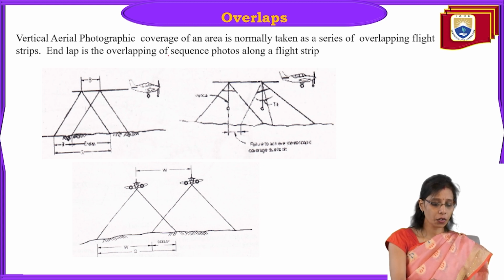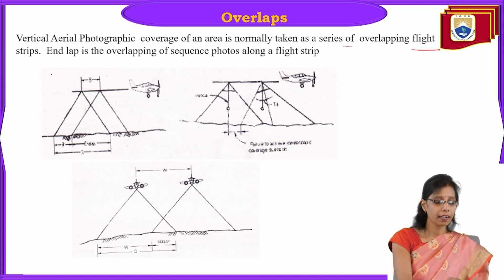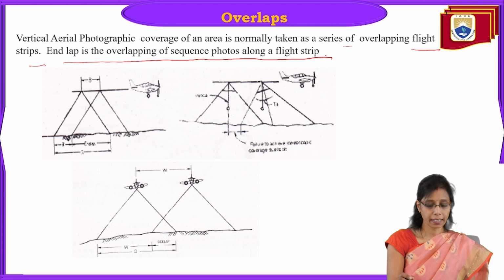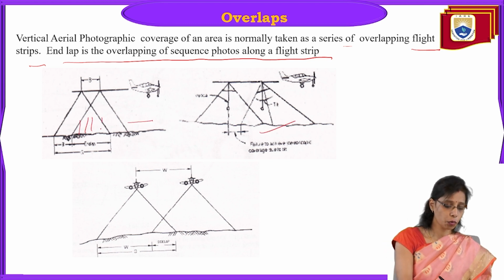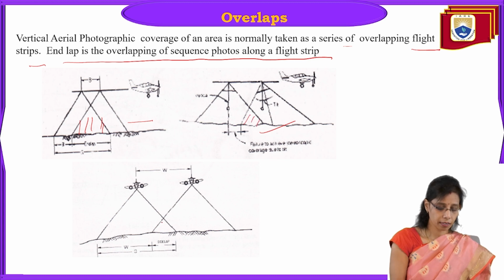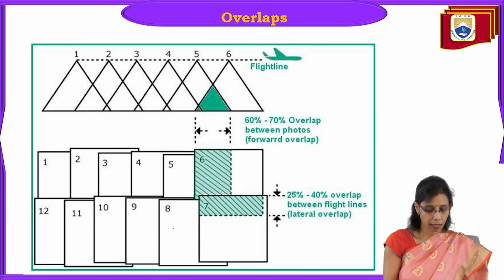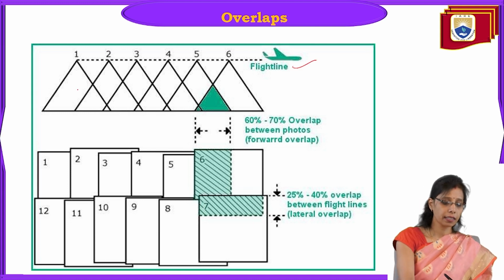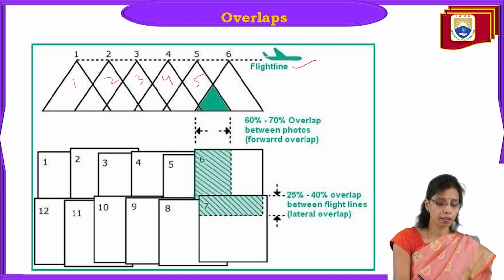Vertical aerial photographic coverage of an area is normally taken as a series of overlapping flight strips. Lap is the overlapping of sequence photos along the flight line. So this is also forward overlap and side lap. You can see here forward lap is more, side lap is less, right? This is side lap. Now in this image it is more clear. This is the flight line, this is the flight line direction, and it is taking photos 1, 2, 3, 4, 5, 6.